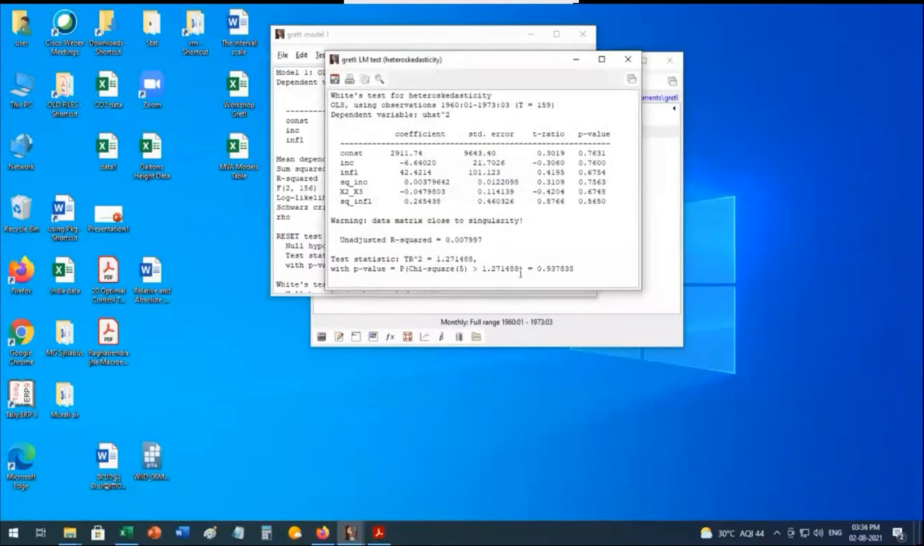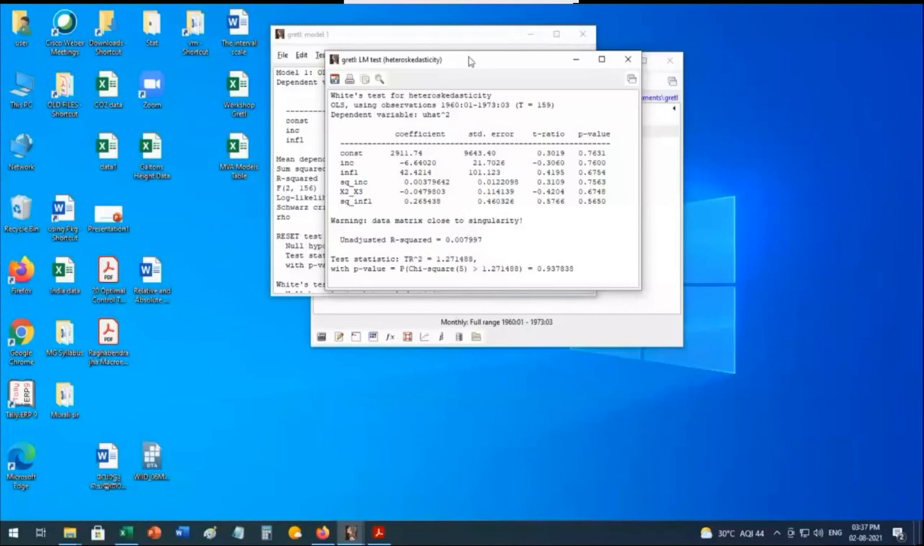The p-value is 0.938. That is greater than 5%. Greater than 5% means what? What is our null hypothesis? No heteroskedasticity. That is homoskedasticity. That we do not reject. So I told you, even otherwise, if the p-value is greater than 5%, then our model is adequate. So here there is no heteroskedasticity.